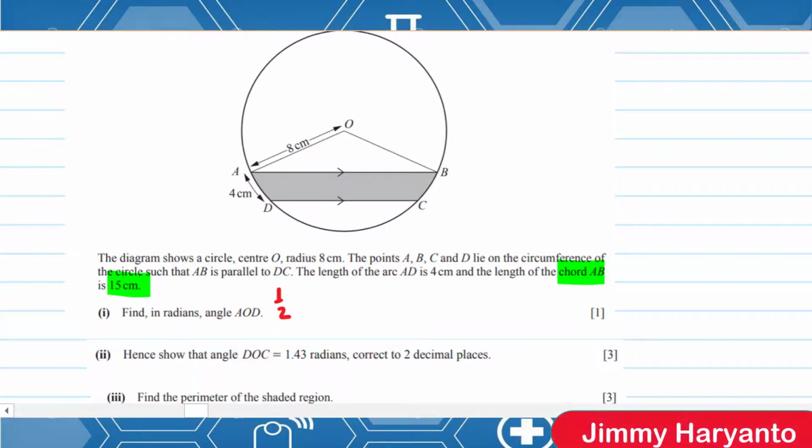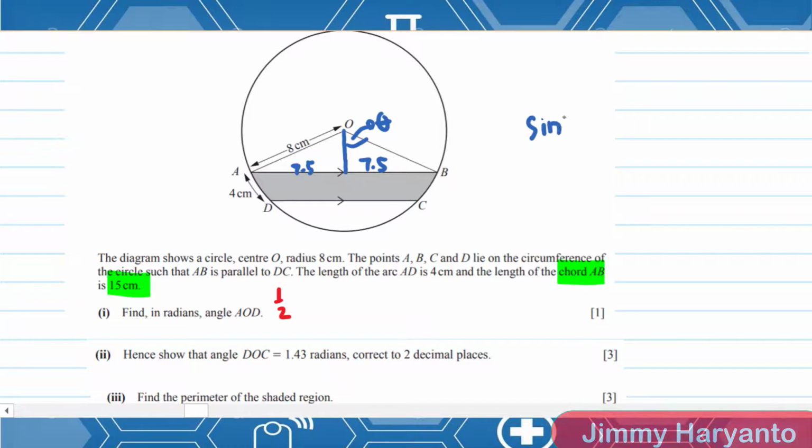Okay, so we have this AB. We have to find from this 15 centimeters. Yeah, I can separate this 15 centimeters into two parts, just like this. So it will be 7.5 and this one will be 7.5. I will try to find this angle theta.